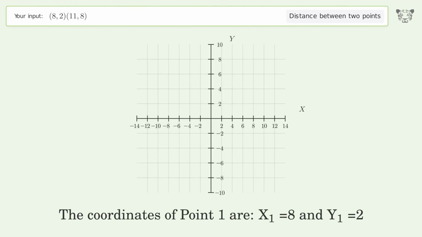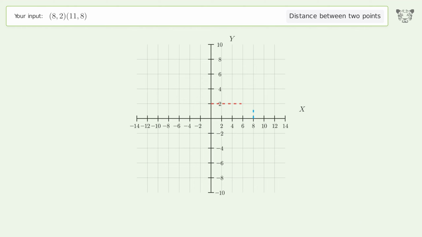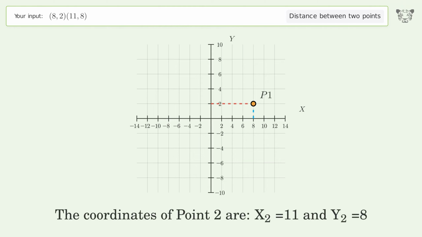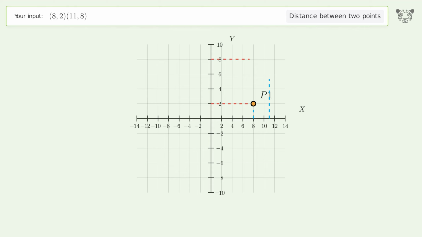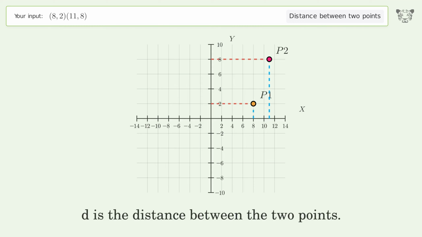The coordinates of point 1 are x1 equals 8 and y1 equals 2. The coordinates of point 2 are x2 equals 11 and y2 equals 8. D is the distance between the 2 points.